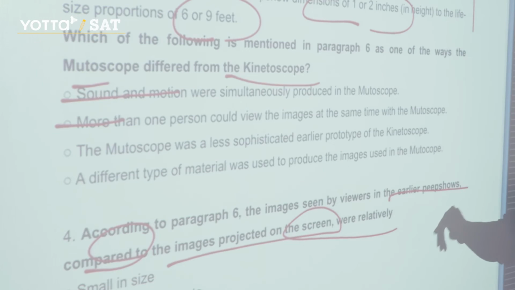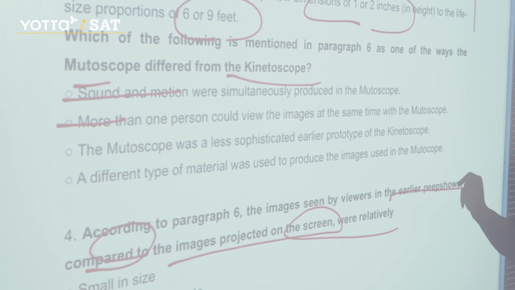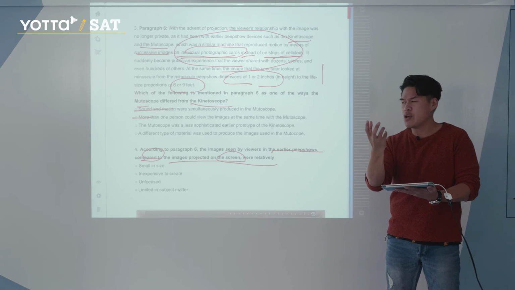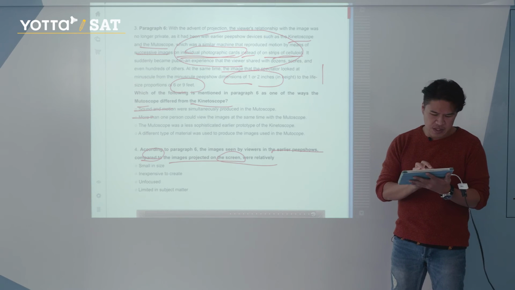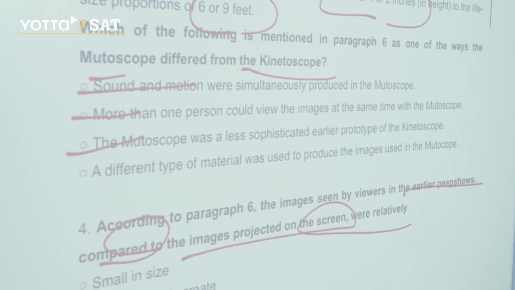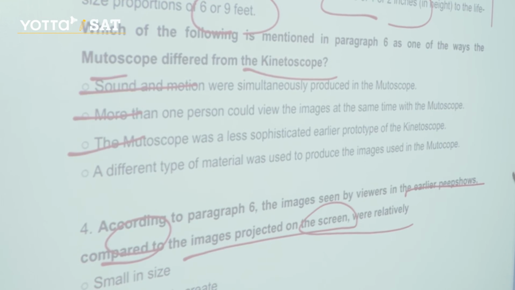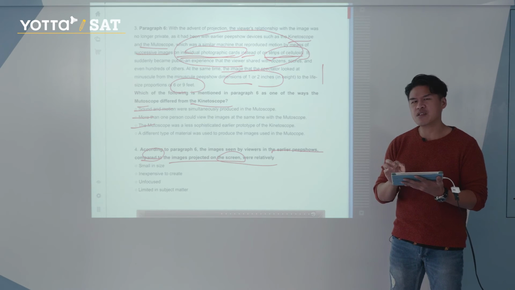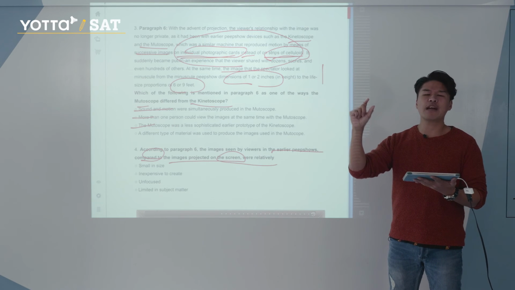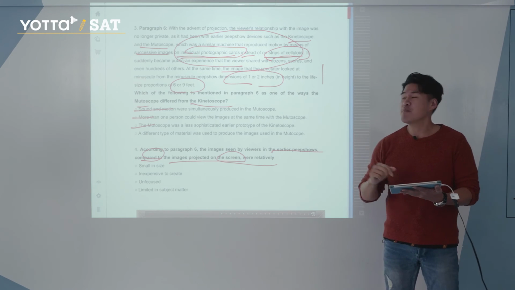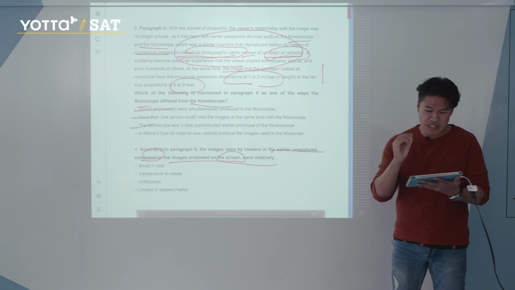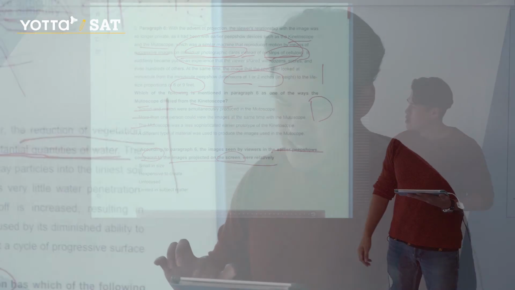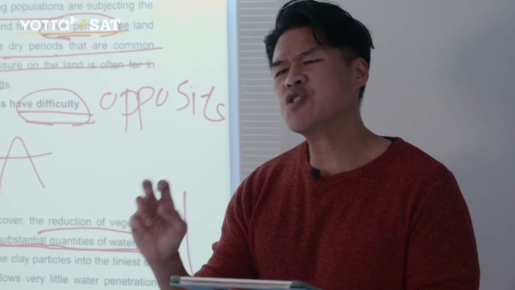B, cross off. C, the mutoscope was a less sophisticated, earlier prototype of the kinetoscope. It doesn't really say if it's sophisticated or not. It talks about different material and how many people can view it at once. So C, cross off. D, a different type of material was used to produce the image used in the mutoscope. So for question number 3, this one's a little bit harder because it talks about the strip of celluloid. Celluloid is like strip film, all right? They used to use photo cards, but now they use strips of celluloid. So the material used for the mutoscope is a little bit different. So the answer for number 3 is D.